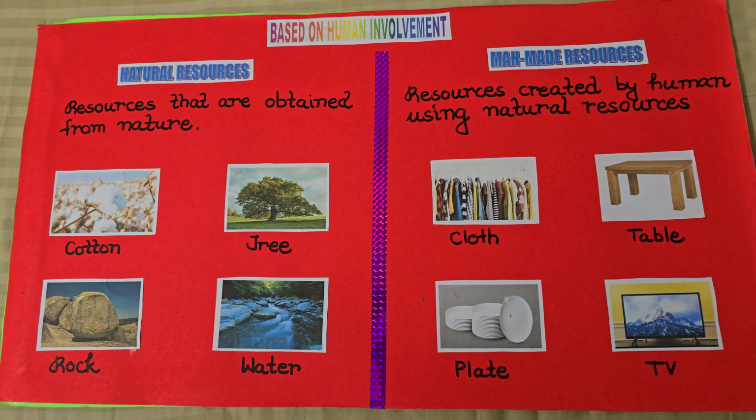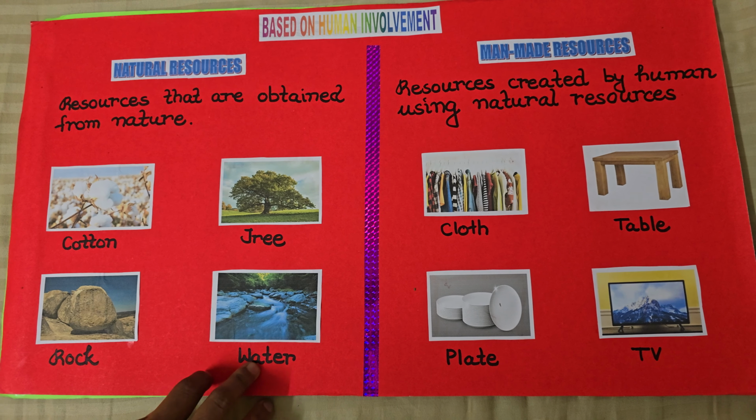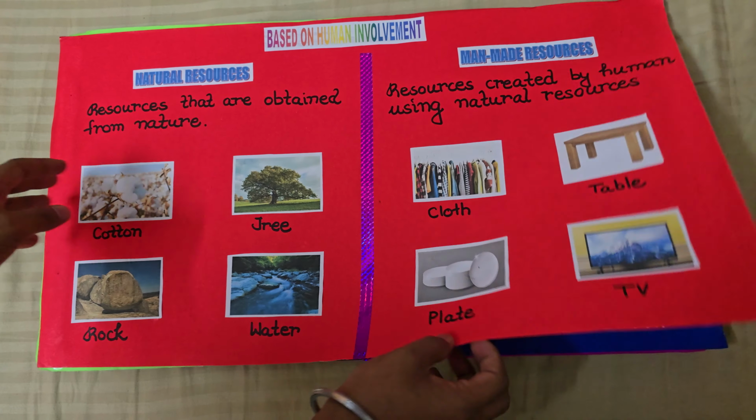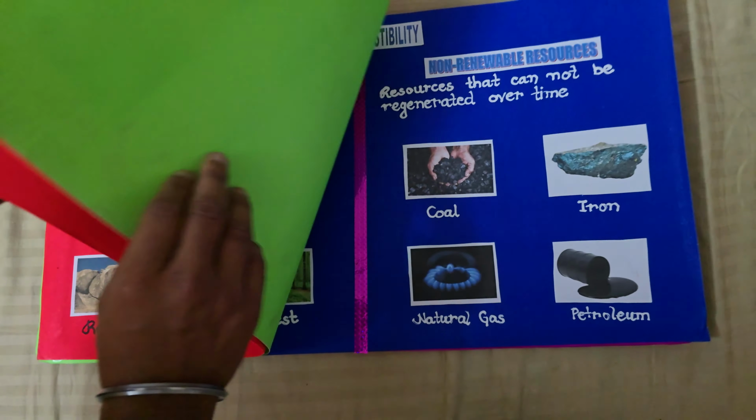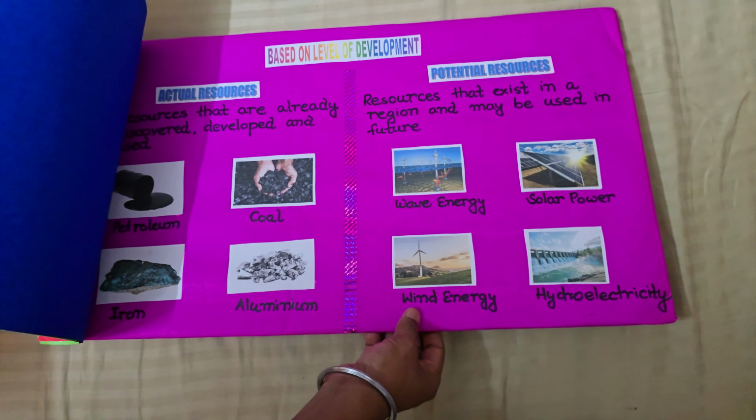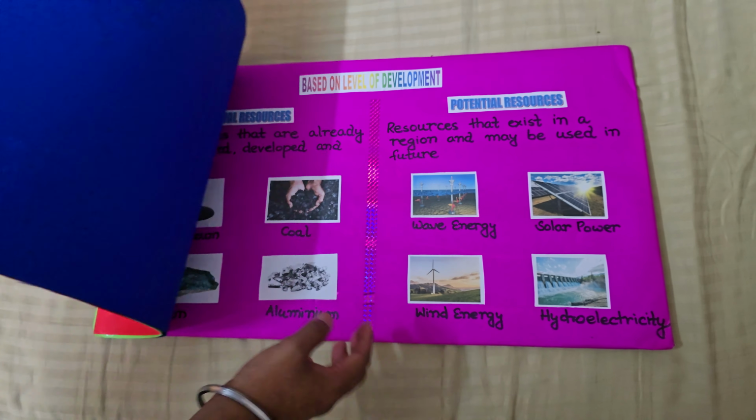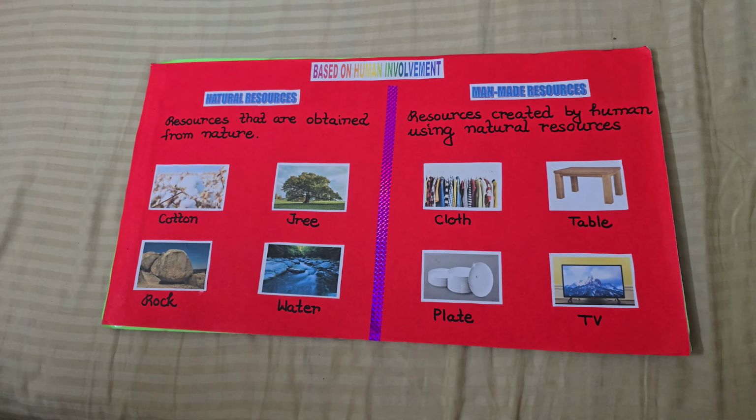Today I'm going to show you teaching aids on the different types of resources. First, I divided the resources based on human involvement. For making this, you need some chart papers like this and a cardboard at the end. You need to wrap up that cardboard and paste the other three charts likewise.